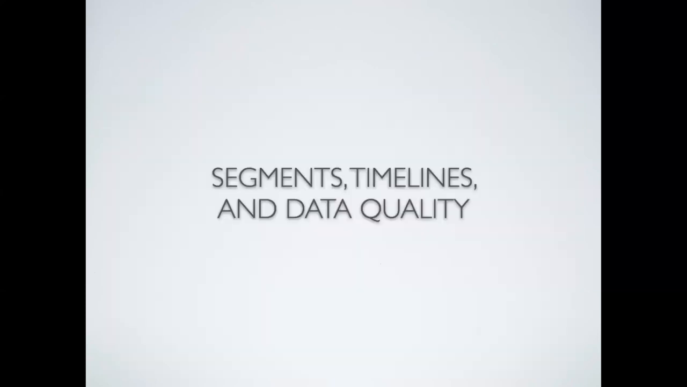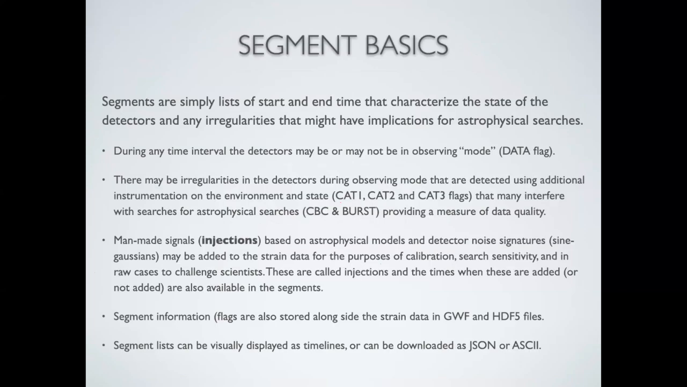What about segments, timelines, and data quality? Well, segments are basically just a list of start and end times that characterize the state of the detectors and any irregularities that might have implications for astrophysical searches, such as the CBC Cat 1, Cat 2, Cat 3 flags I mentioned, or the hardware injections.